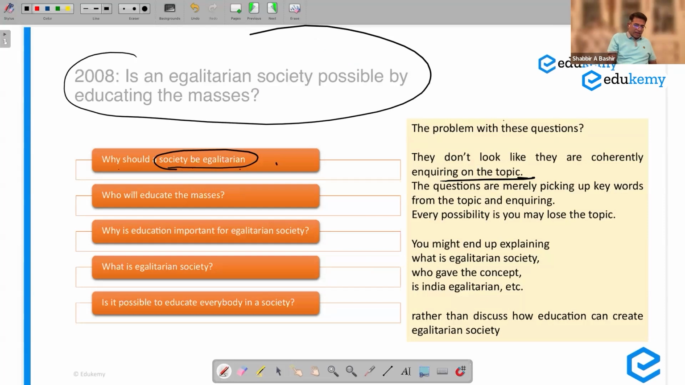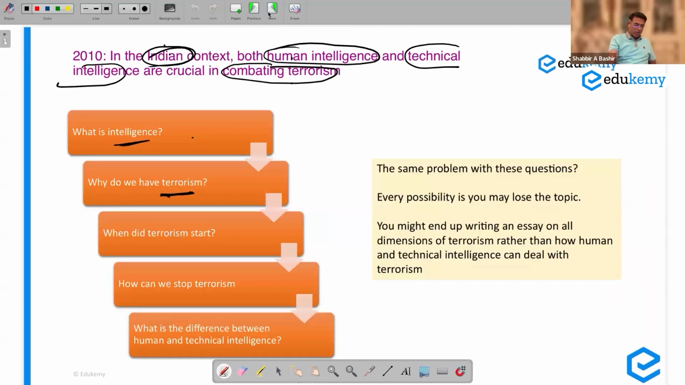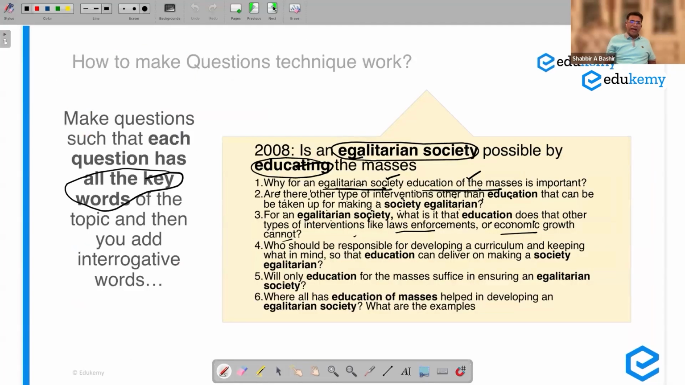In this question, the education word was missing. Why should we educate the masses? In this question, the egalitarian word was missing. So what I'm doing now is framing questions so that every question has both the words. You look at all the questions.